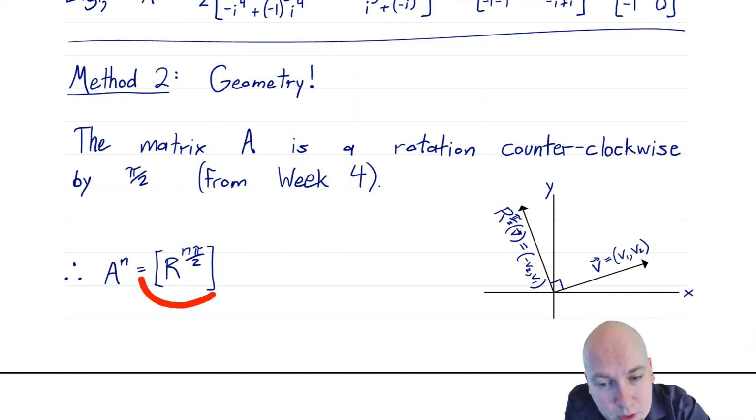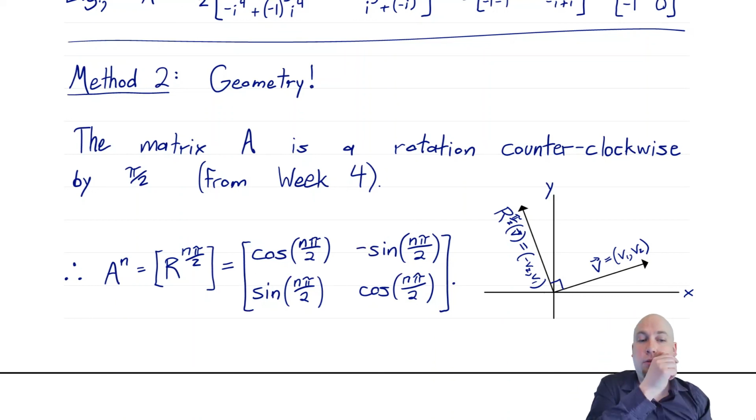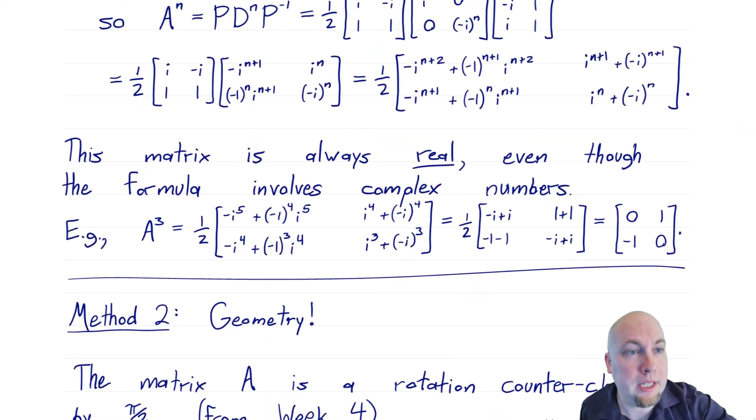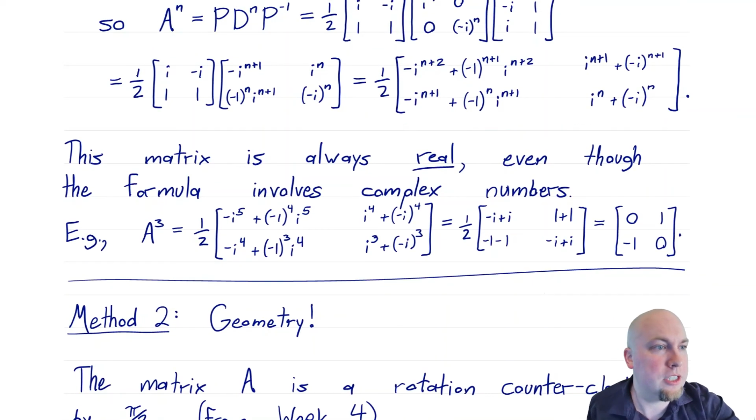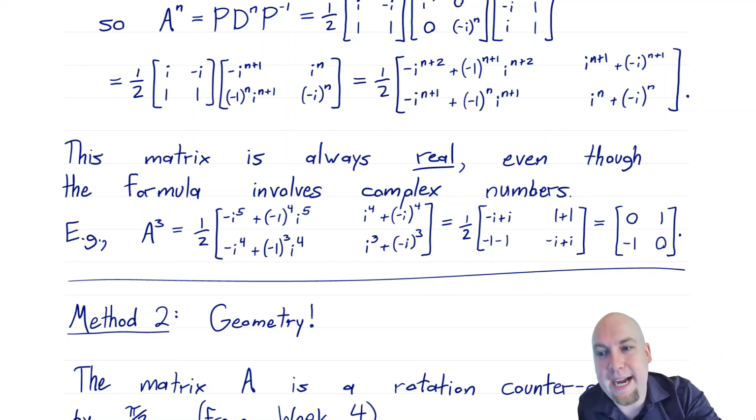And we have formulas for rotation matrices. Remember, our formula for this rotation matrix just has cosine of the angle in the top left corner and bottom right corner, negative sine of that angle in the top right corner, and positive sine of that angle in the bottom left corner. So this formula here is another formula for A to the power n. It's actually the exact same formula as this one up here, just written in a different way. It looks really different on the surface, but it's the exact same formula.